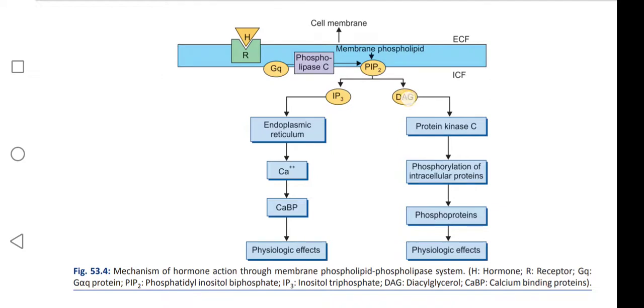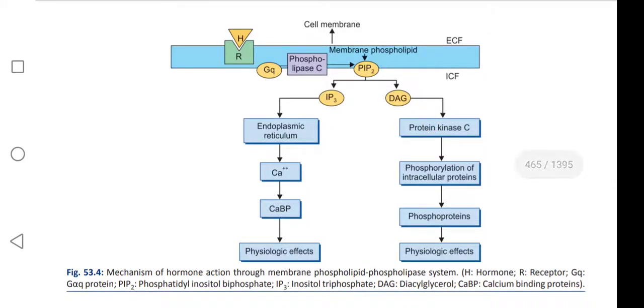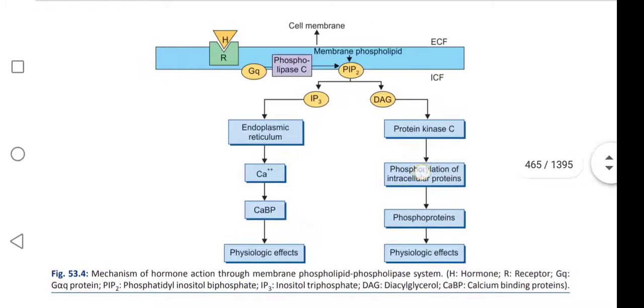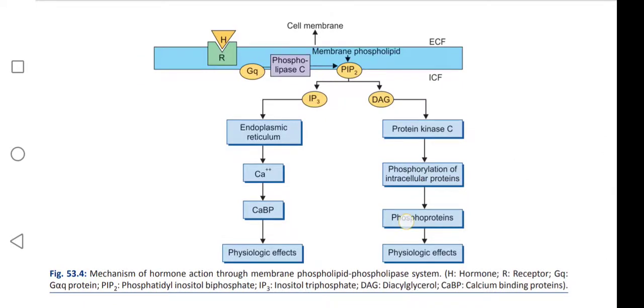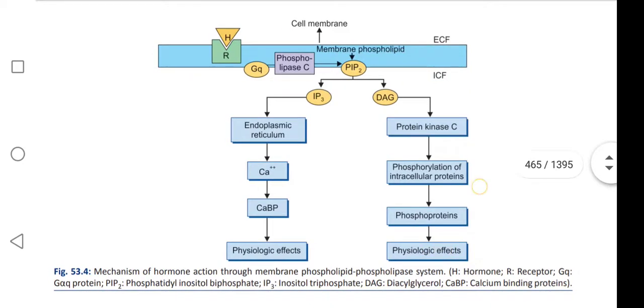In the diacylglycerol system, it activates the protein kinase. It leads to the phosphorylation of intracellular proteins and the formation of phosphoproteins, and it causes the physiological effects in our body.